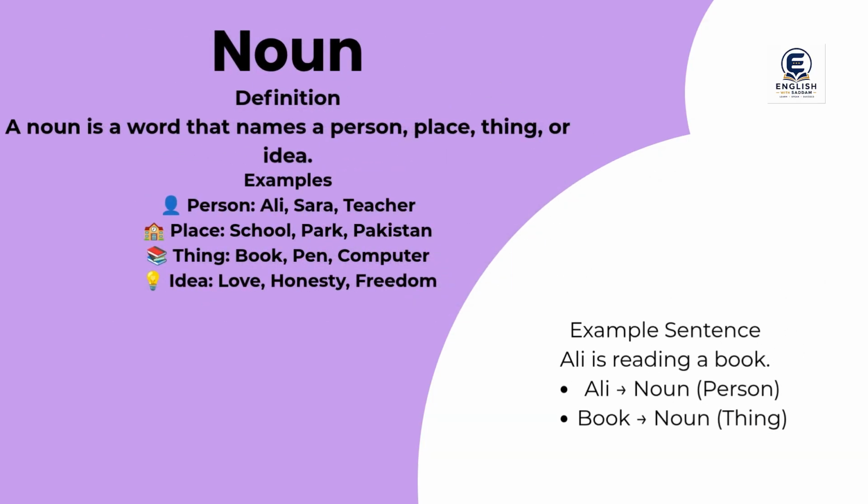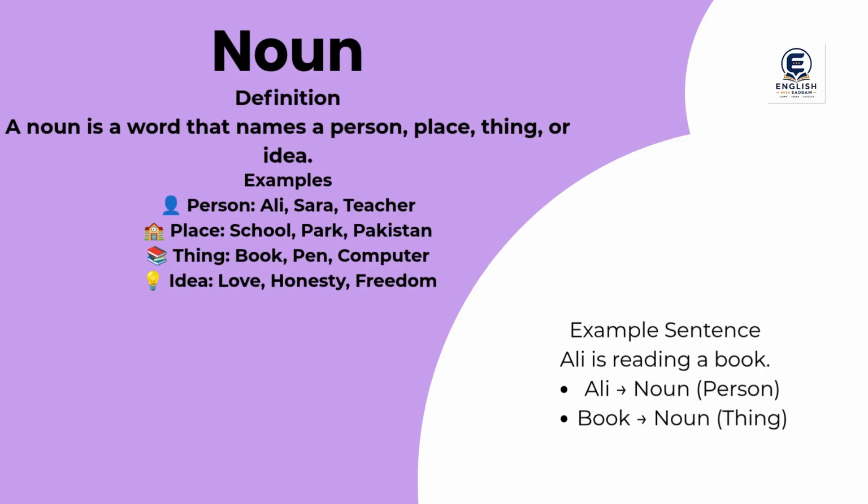A noun is a word that names a person, place, thing, or idea. For example, Ali is a person, school is a place, book is a thing, and honesty is an idea. Now look at this sentence. Ali is reading a book. Here, Ali is a noun because it names a person, and book is also a noun because it names a thing. Whenever you see a word that names someone or something, it is usually a noun.